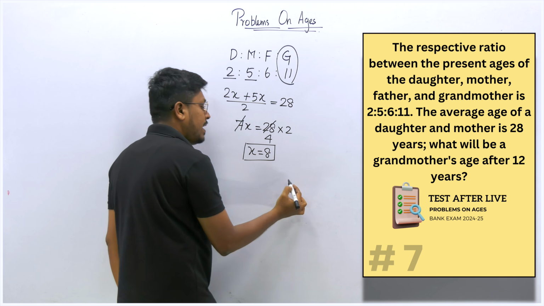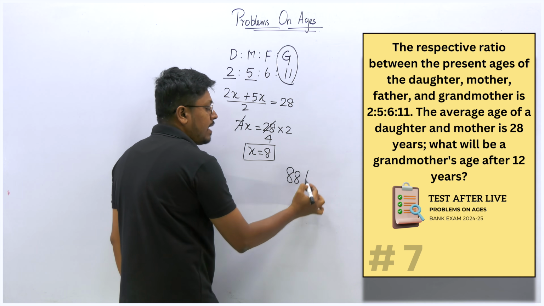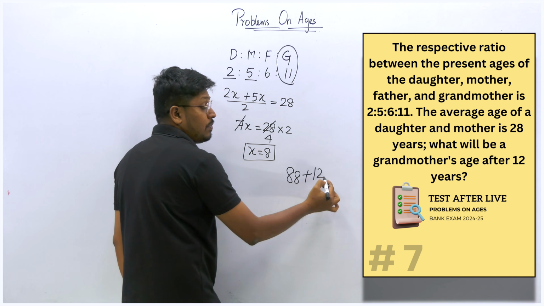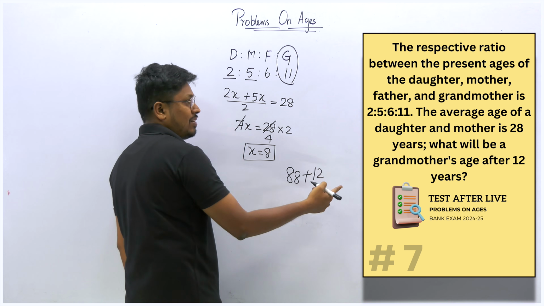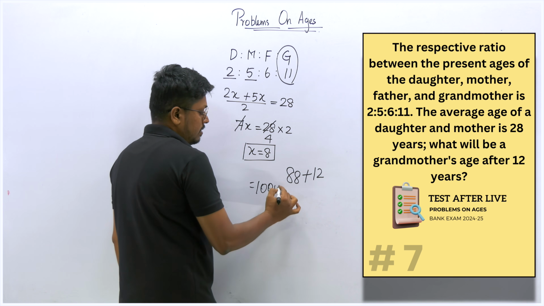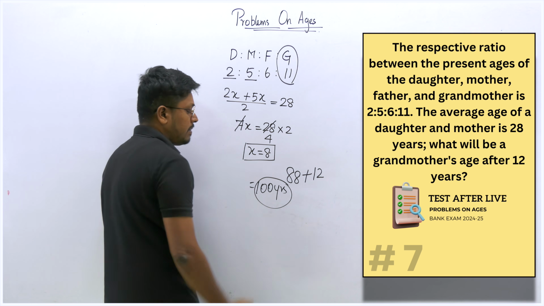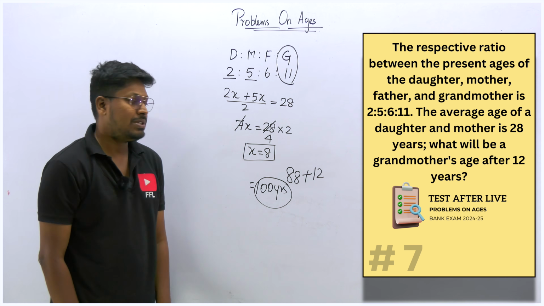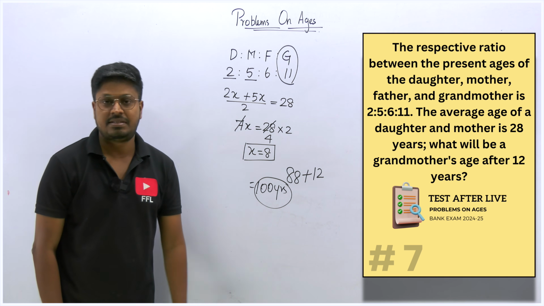So 11 into 8 is how much? 88. So add another 12. Why? Because they are asking what is the grandmother's age after 12 years. So 88 plus 12 will be 100 years. So we can say the age of the grandmother is 100 years. So this will be the answer for question number 7.